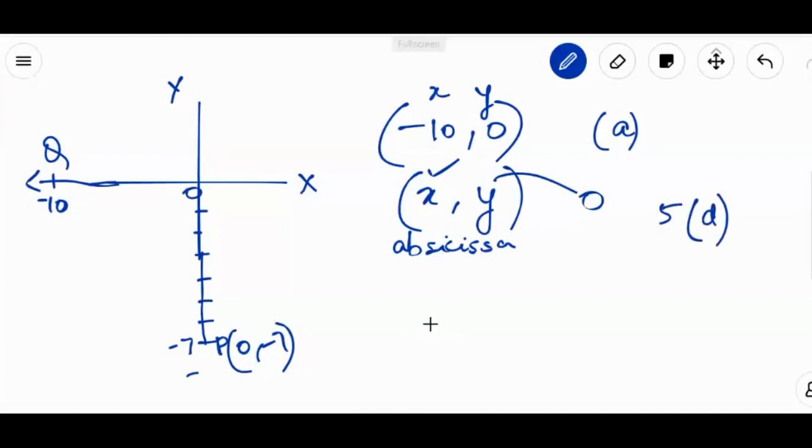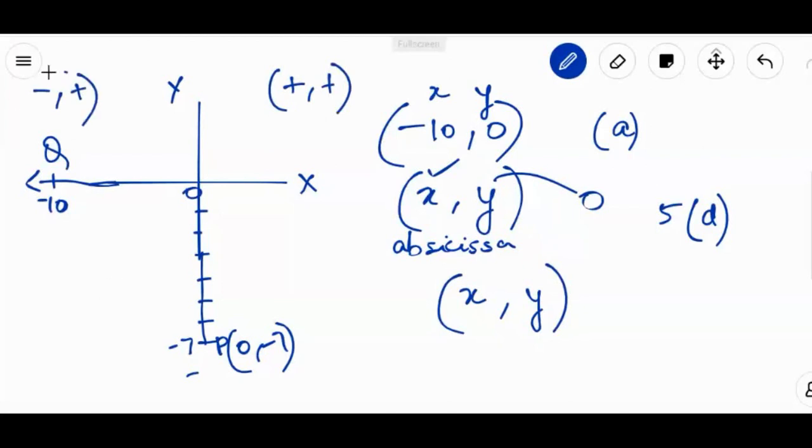The sixth says abscissa of a point is negative. Abscissa is negative means the x part is negative. In the third and fourth quadrant? Ma'am, in the second. See, the first one is plus, plus. Second and third, third quadrant. Right. Second and third it should be.